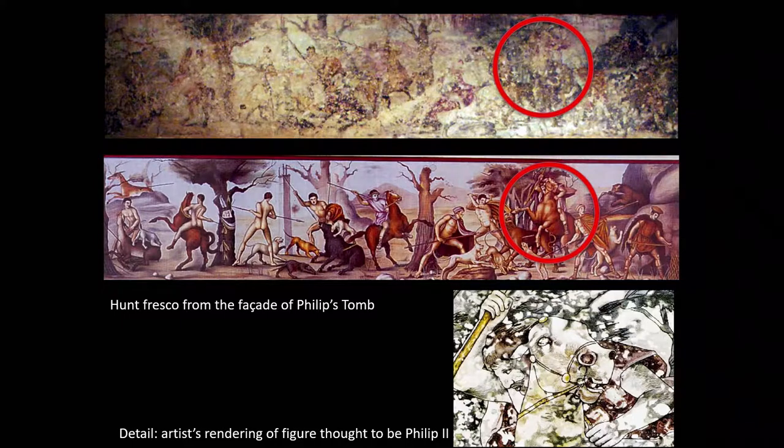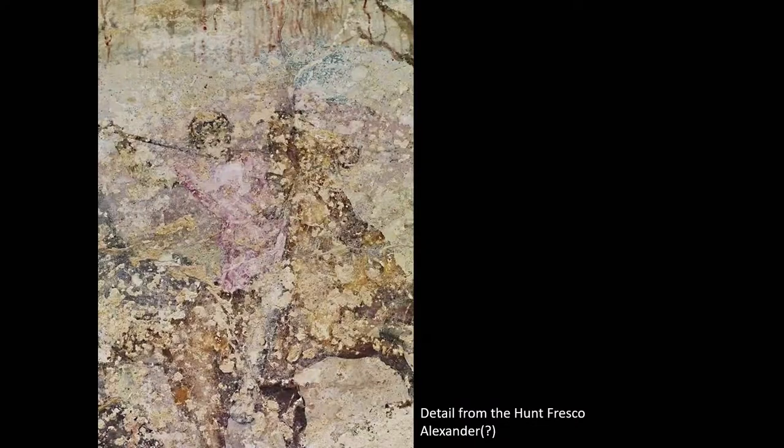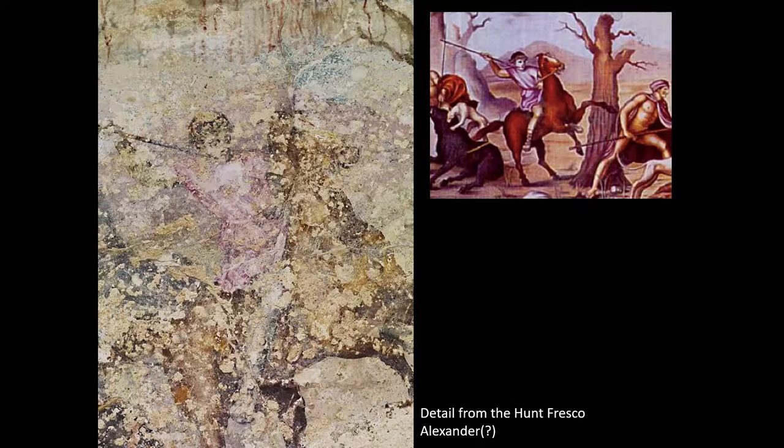So, of course, if this is Philip, then it stands to reason that the other main figure will be his son, Alexander. Like Philip, he's on a rearing horse, and this is what begins this famous series of equestrian representations of Alexander that we've already alluded to. It's not clear what animal he's spearing. You can just see the reconstruction there. Possibly he wears a wreath that would indicate his royal status.